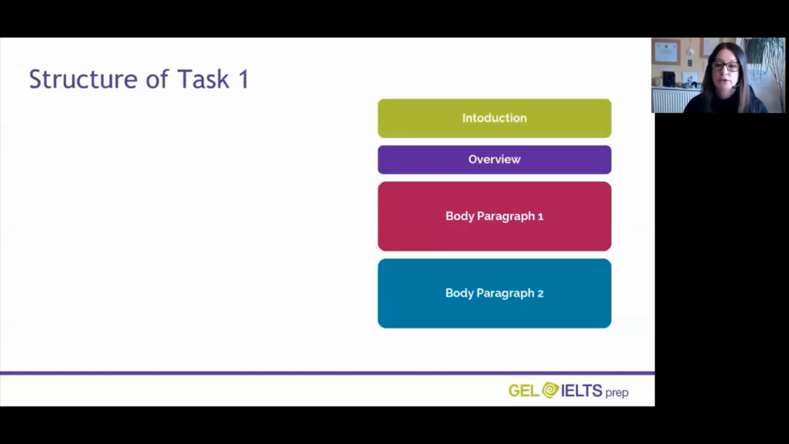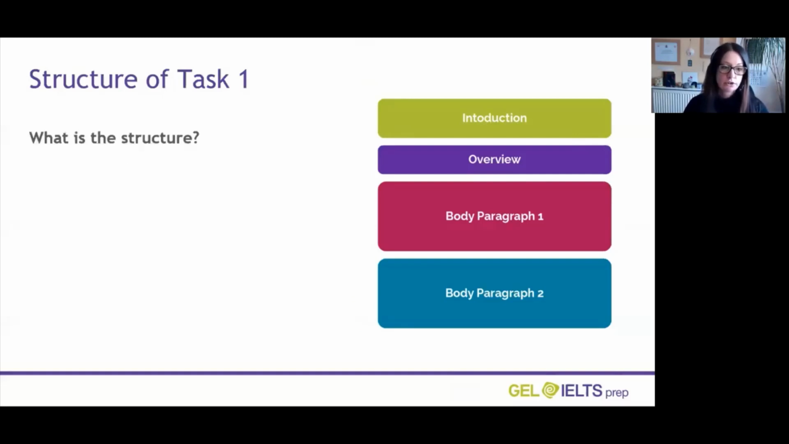So let's look at the structure for task 1. We can see on the right of the screen, we have an image here that shows 4 sections. So we need to begin with an introduction, we need to have an overview, and we need to have 1 or 2 body paragraphs. 1 or 2 is fine. I'm going to explain a little bit more about these sections.